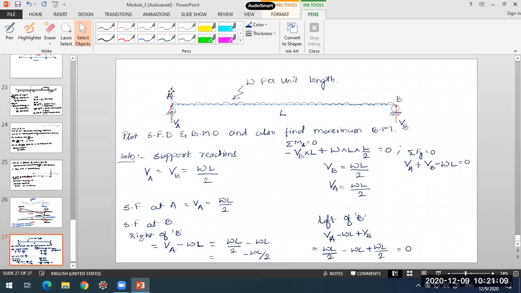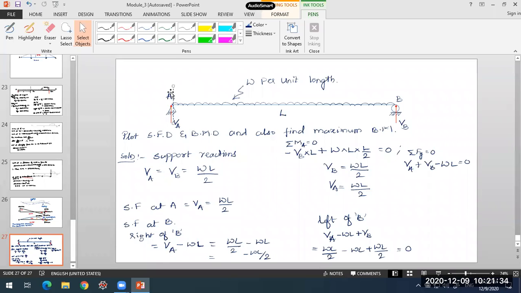When I slightly move to the right of point A, what happens to the left of the section? What are the forces coming in? I have this reaction coming into the picture. So shear force at A is equal to VA, which is WL by 2. When I place my section here, shear force at A is WL by 2.